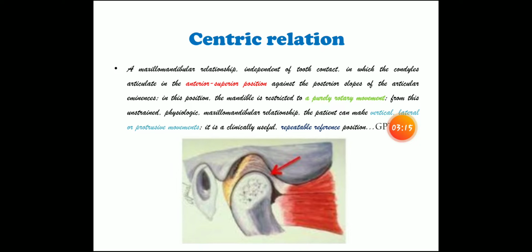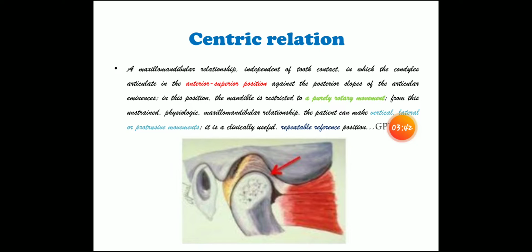The mandible is restricted to purely rotary movement. It means purely hinge movement. Usually the lower compartment of the mandible is completely related to the hinge movement, which is a pure rotation movement. That is possible only to a certain degree. Okay, so 20 to 25 mm it is possible. And that particular position in which it is related is called centric relation.